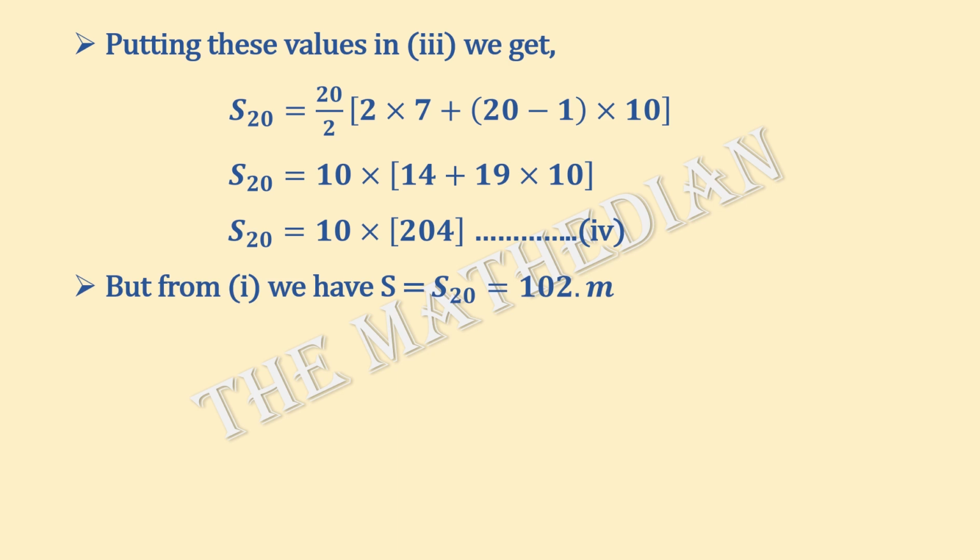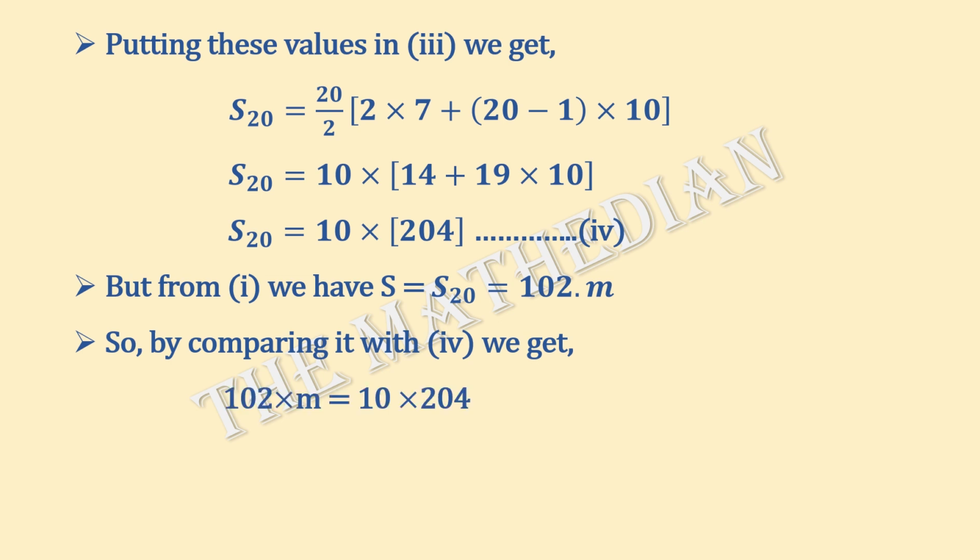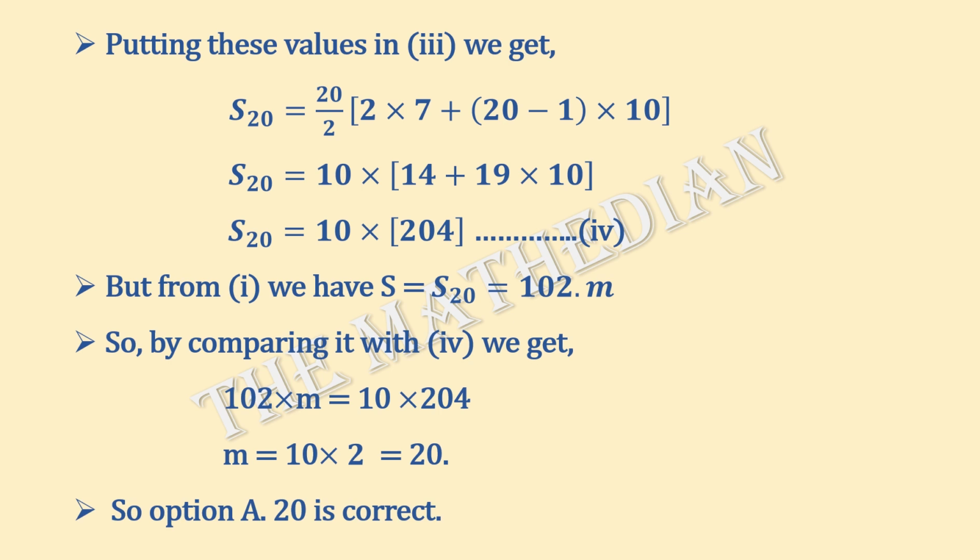But from equation 1, we have S is equal to S20 is equal to 102 multiplied by M. So by comparing it with equation 4, we have 102 multiplied by M is equal to 10 into 204. That implies M is equal to 10 into 2, which gives M is equal to 20. So option A is correct.